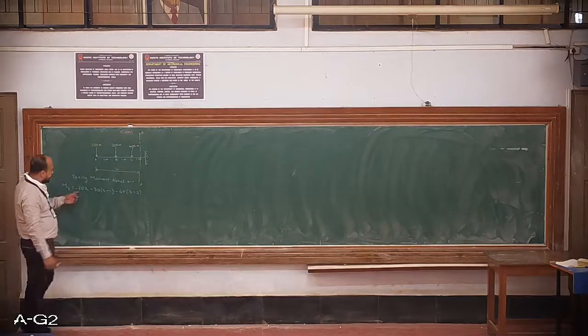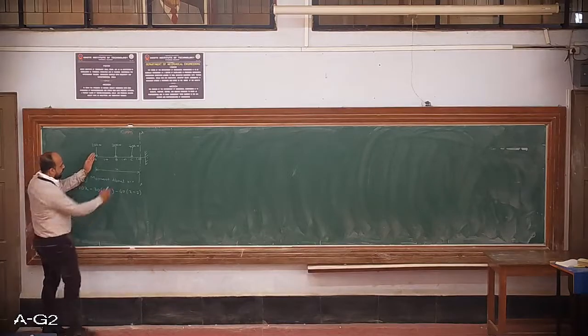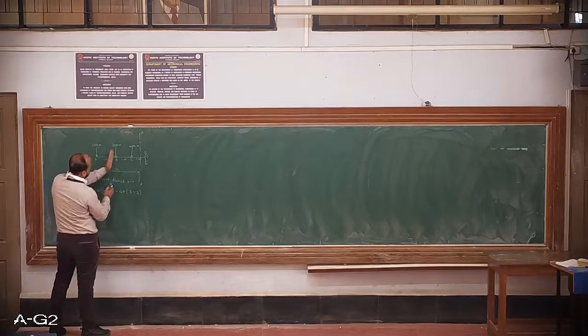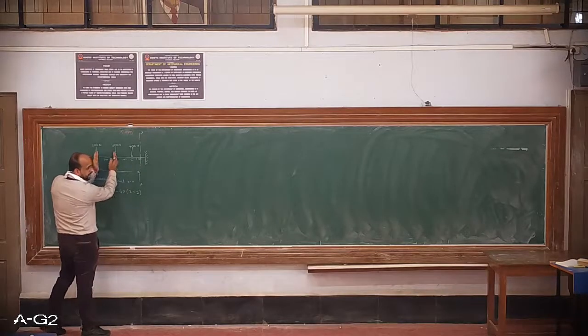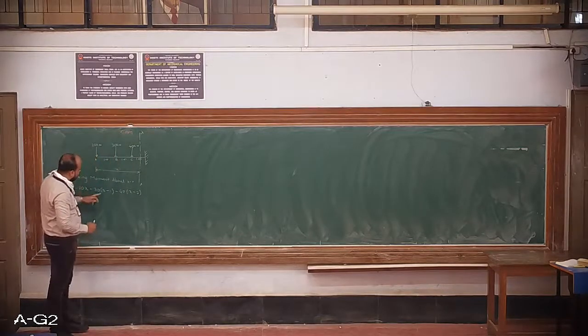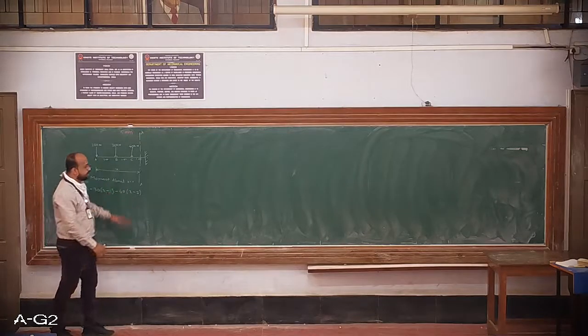So why has the minus sign come? Because it is hogging, negative bending. Minus 20 into this total distance, then minus 30 into this distance. Total distance is x, this distance is 1 meter, so I remove that 1 meter. Minus 40 into, I remove this distance, that is x minus 2.